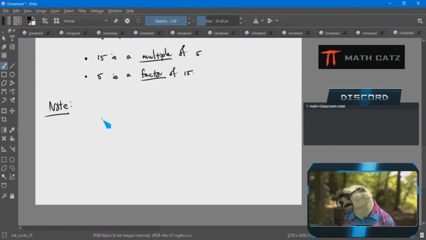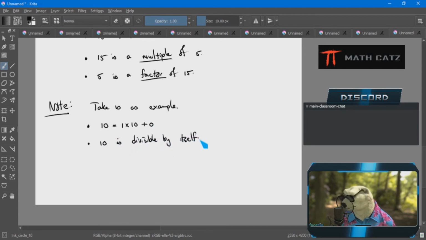Let's take 10 as an example. Of course, I could take any number, right? Then I can say many things. If I divide 10 into itself, that's one group of 10 with no remainder. So 10 is divisible by itself. 10 divides into itself. 10 is a multiple of itself because 1 times 10 is 10. 10 is a factor of itself.